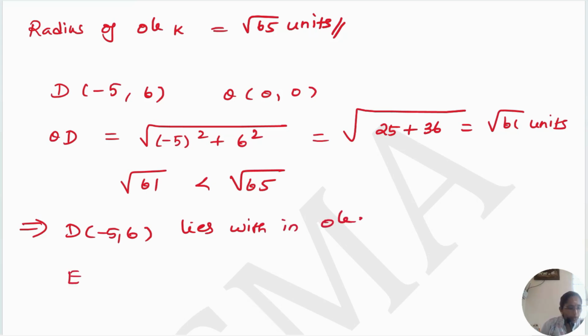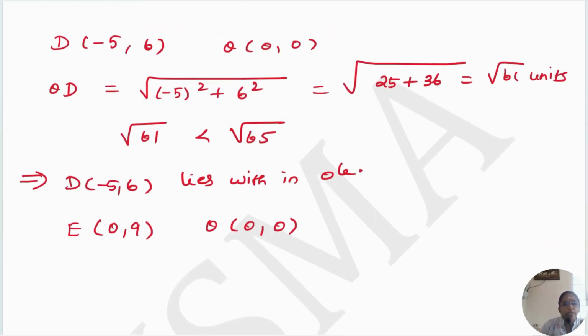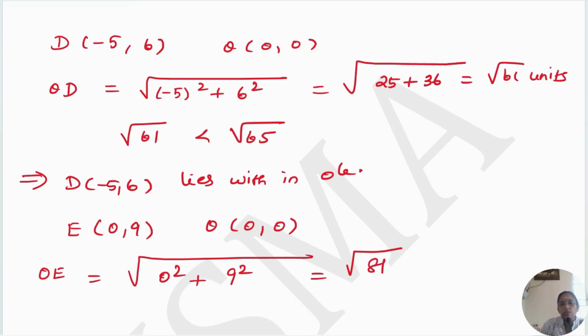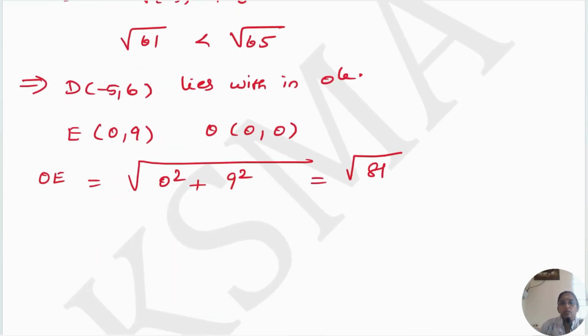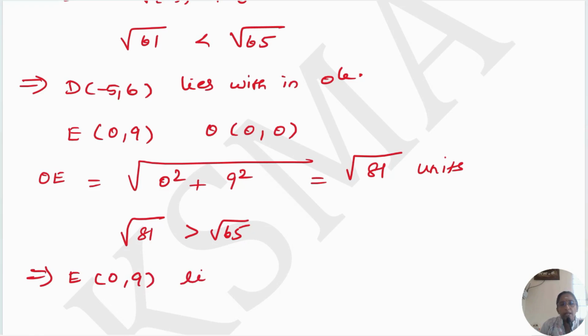And similarly, calculate for point E. Point E is (0, 9) and O is (0, 0). Now you are going to calculate the distance OE. So square root of (0 minus 0) square plus (9 minus 0) square, so root of 9 square is root 81 units. Now root 81 is greater than root 65. Hence the point (0, 9) lies outside the circle. That's all.